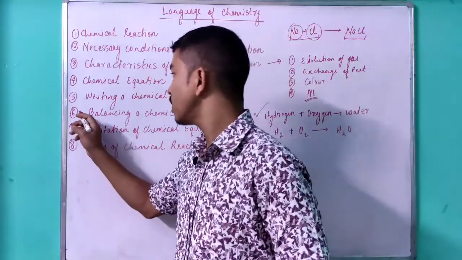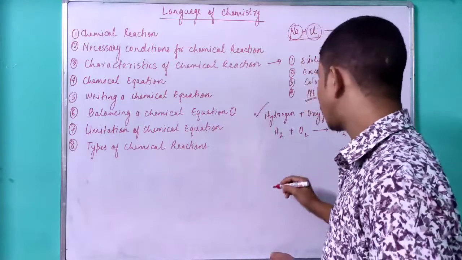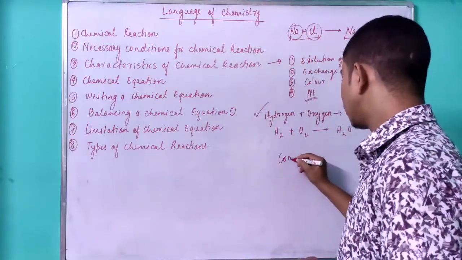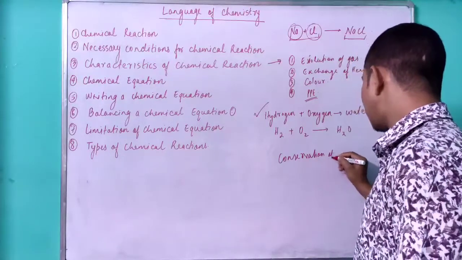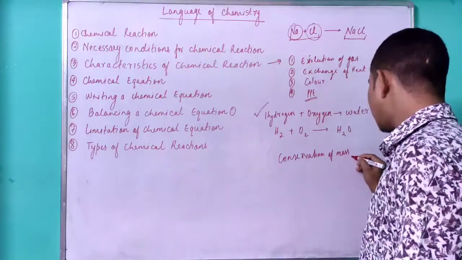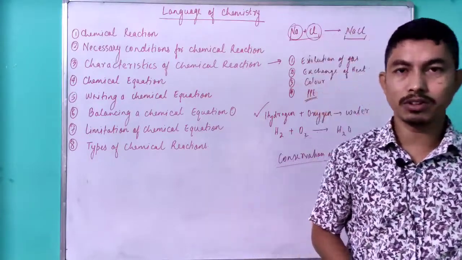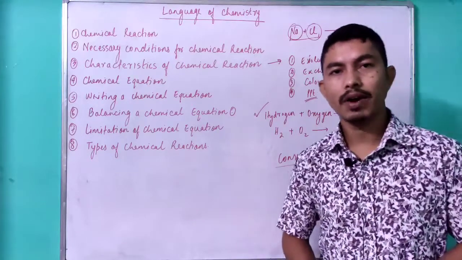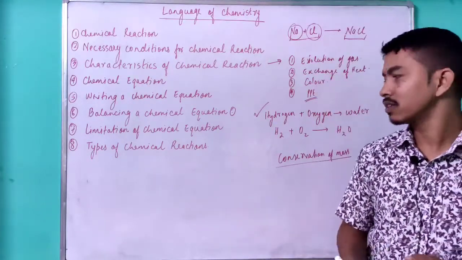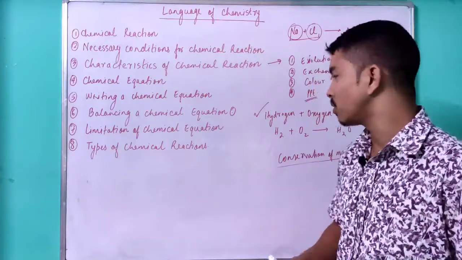Now coming to the sixth point, that is the balancing of the chemical equation. For this you must also know what is the conservation of mass. The conservation of mass tells us that mass can neither be created nor destroyed. So whenever we write a chemical equation, the number of atoms on both sides of the reaction, that is the reactant side and the product side, must be equal.